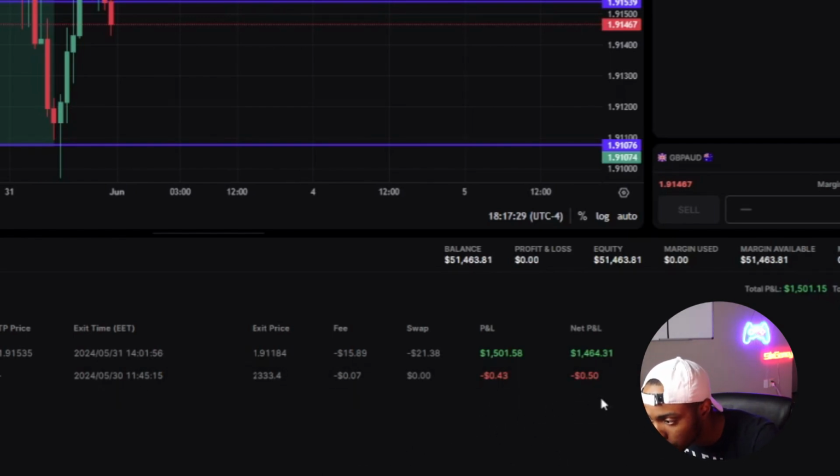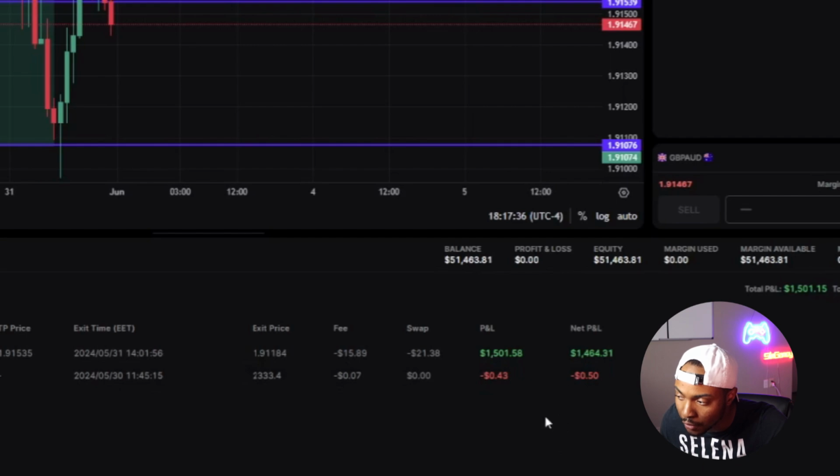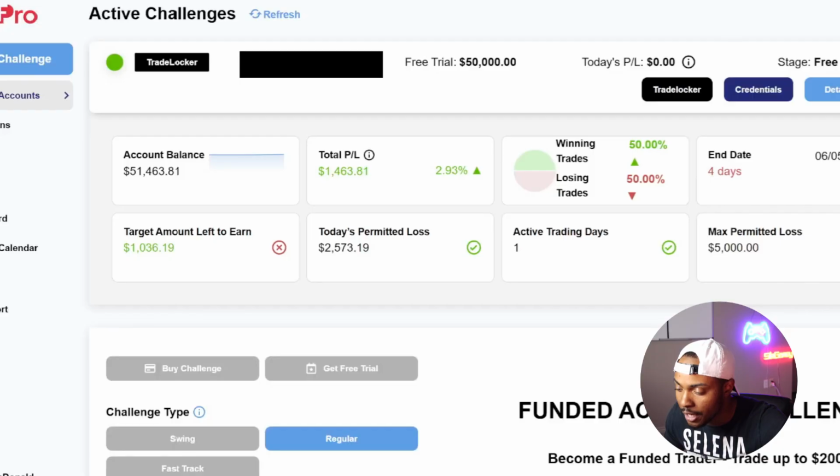The reason why I took this trade was because I didn't think that I was going to find a trade, and just for consistency purposes for the funded account, I took that trade and got right out. But then I saw this opportunity here as well. Same markups on Trade Locker. But if we go back here, as you can see, this put me up 3%.